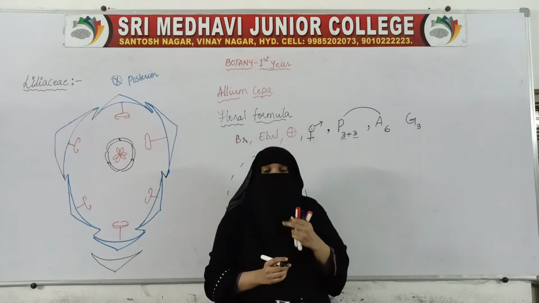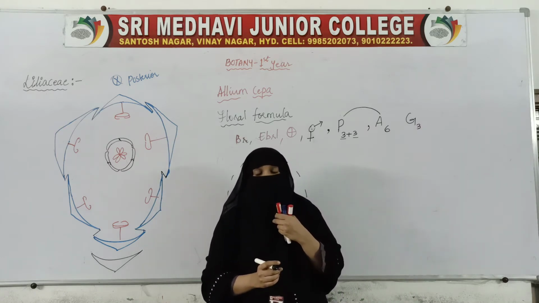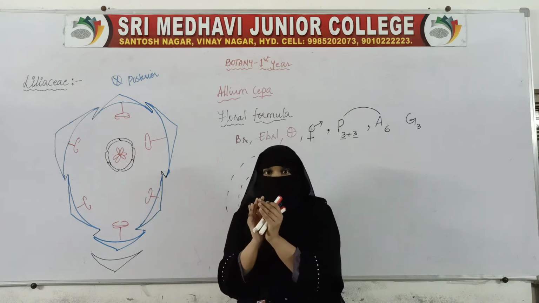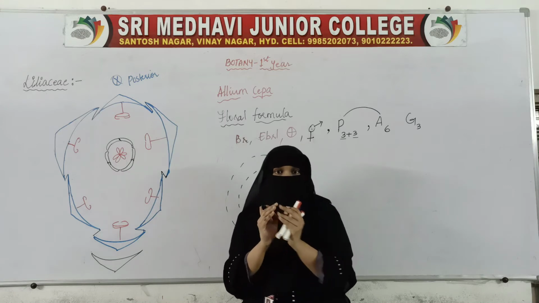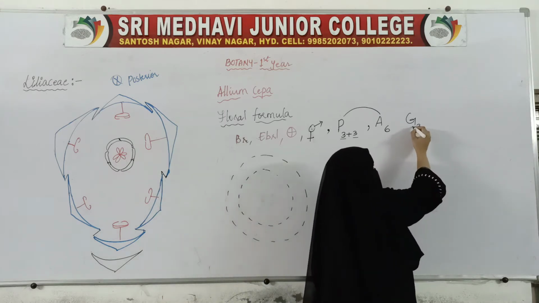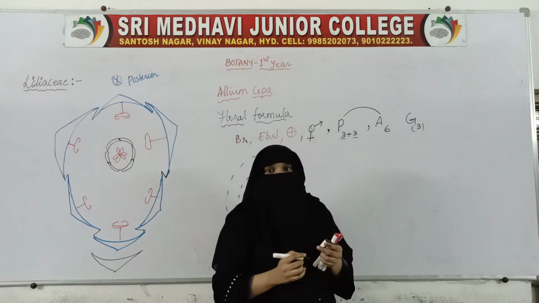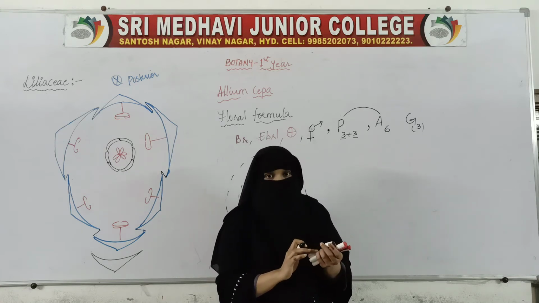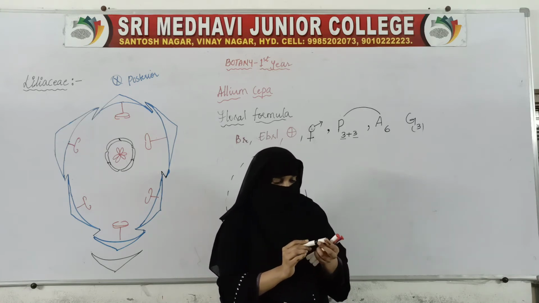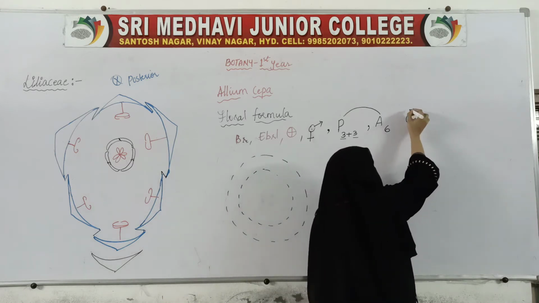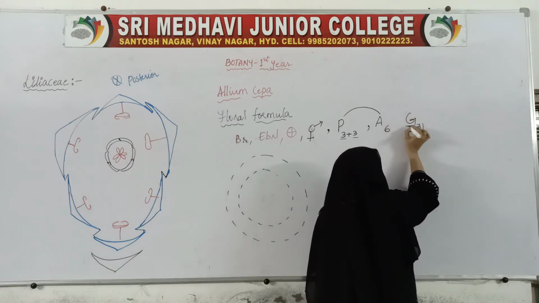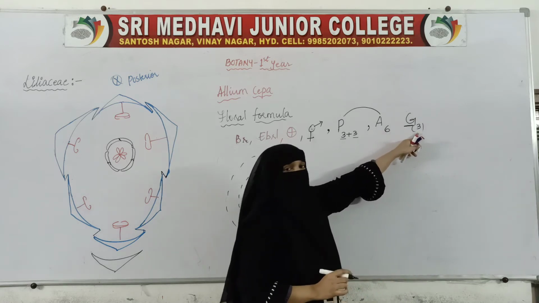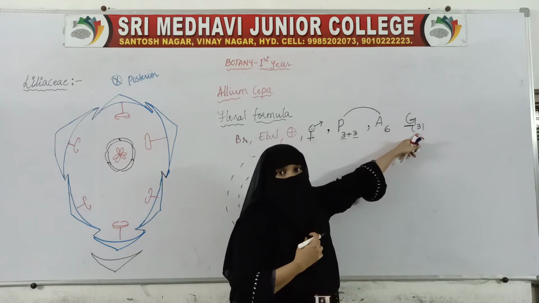Okay, and syncarpous. The carpels, that is the ovary, is syncarpous, fused. All the carpels are fused. So it is syncarpous, and the ovary is superior. The ovary is superior. This one we will write. Ovary is at the top. The ovary is superior, and we have 3 carpels.